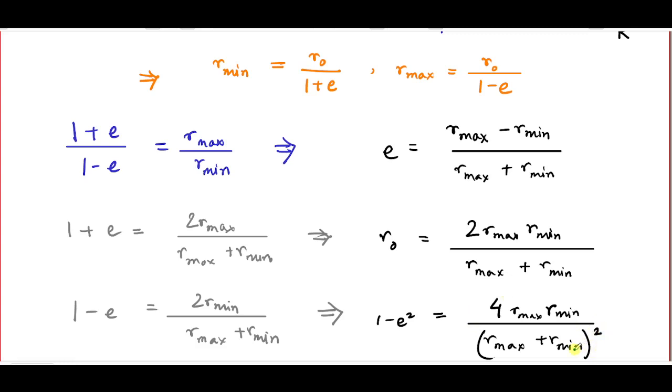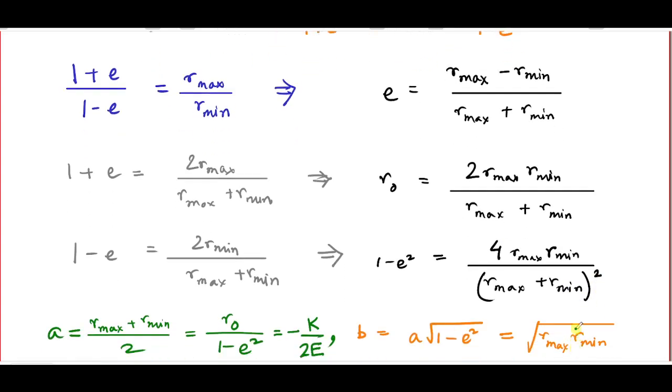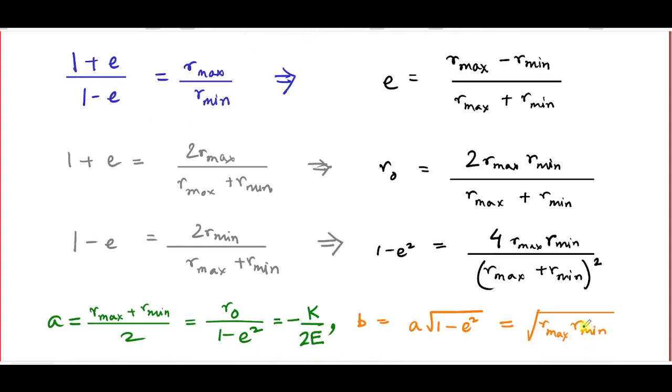However, these expressions actually have their own utilities because they allow you to write the parameters for the ellipse directly in terms of measurable quantities like Rmax and Rmin. So A is simply (Rmax plus Rmin) over 2. That's the definition of A, the semi-major axis. And from the expressions of Rmax and Rmin in terms of R0, it's easy to see that this works out to be R0 over 1 minus E square, and this simply is given by minus K over twice E. This is the form which follows very, very simply from this expression.